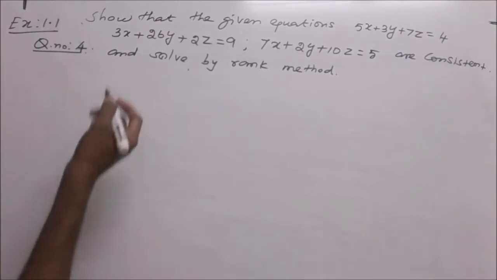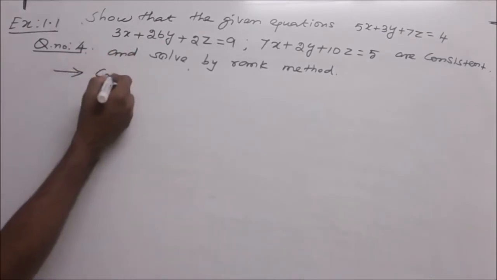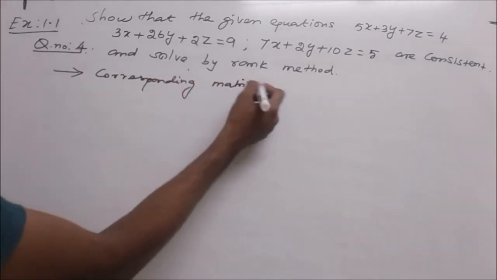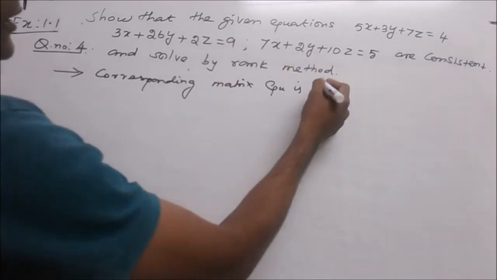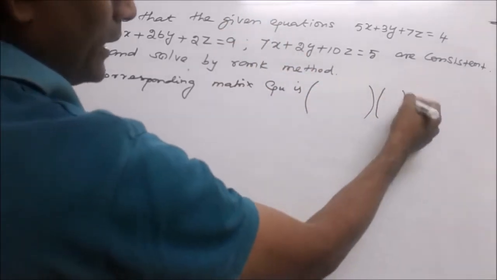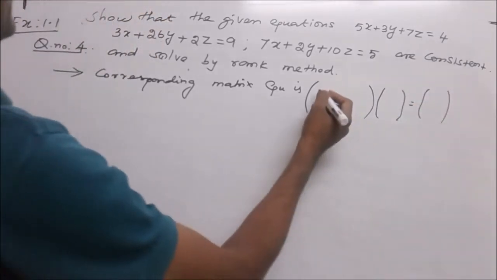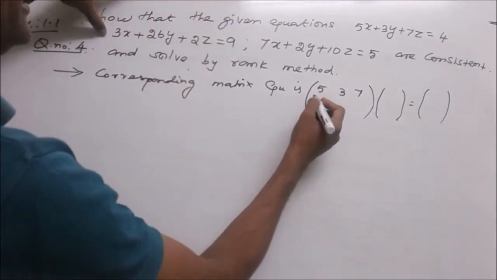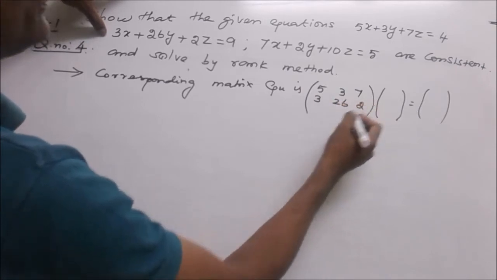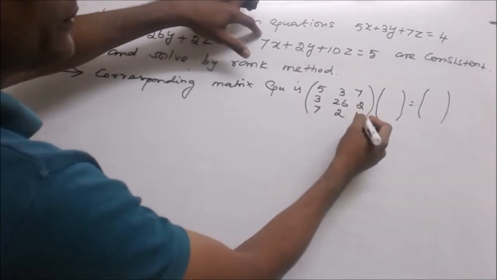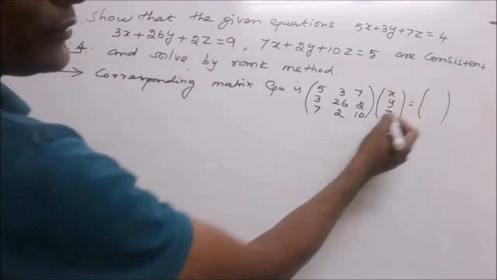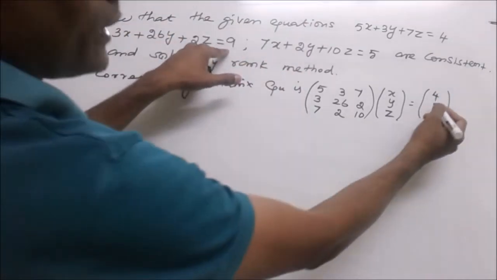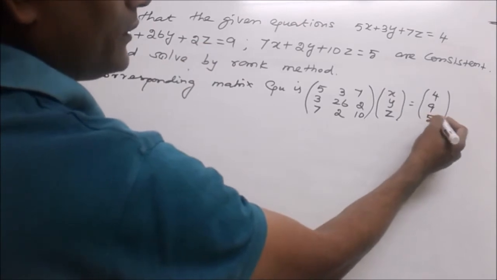Now, the corresponding matrix equation is coefficient matrix, variable matrix, equal to constant matrix. The coefficient matrix is 5, 3, 7, 3, 26, 2, and 7, 2, 10. The variable matrix is always taken as x, y, z. The constant matrix: 4 in the first equation, 9 in the second equation, and 5 in the third equation.